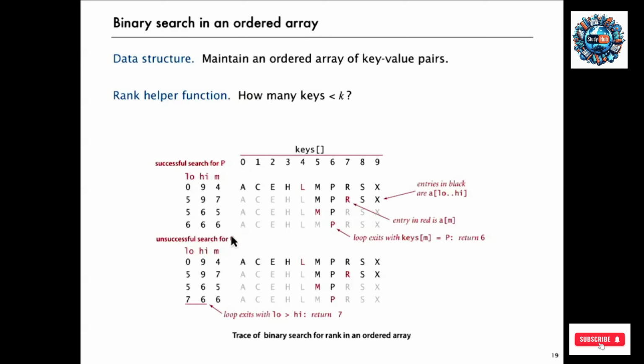So for example, for Q, that's an unsuccessful search, and you can figure out from the last index when you don't find the element you're seeking the return value, which is the number of keys that are less than it. So that's a trace of implementing binary search to find the rank of a key in an ordered array. And again, for a successful search, you can use that rank to return the value. And if it's unsuccessful, you can use that rank to figure out where to insert the new key.